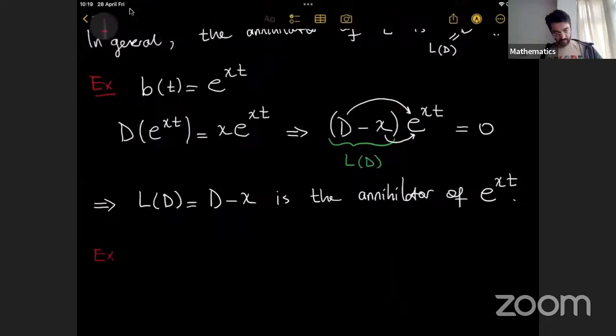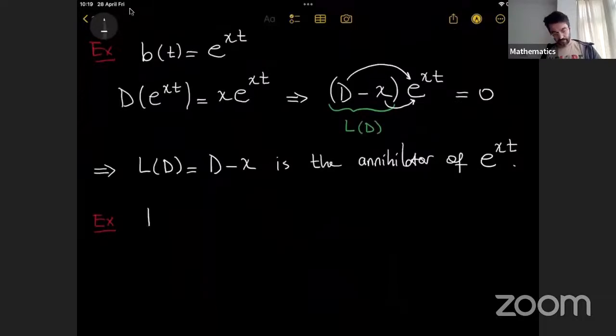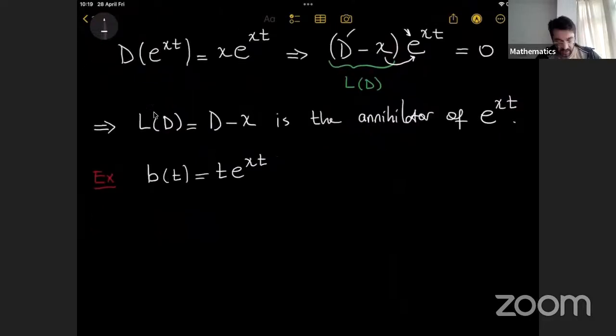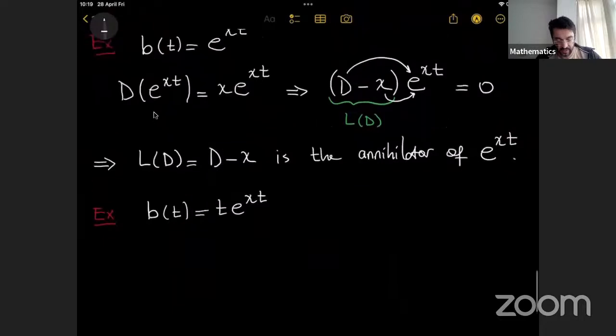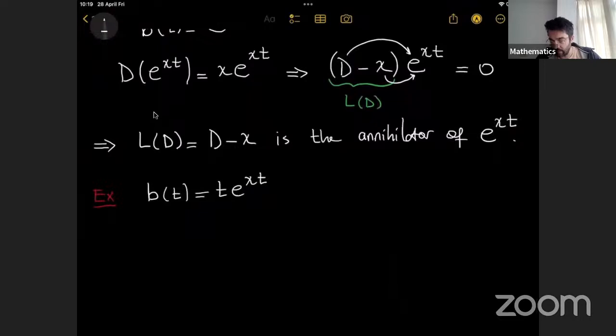Another example. Let's say b of t is t times e to the lambda t. Well, again, you can try d minus lambda, the annihilator of e to the lambda t. You can try d minus lambda for this one as well. When you apply d minus lambda, let's try d minus lambda to b of t, t times e to the lambda t.